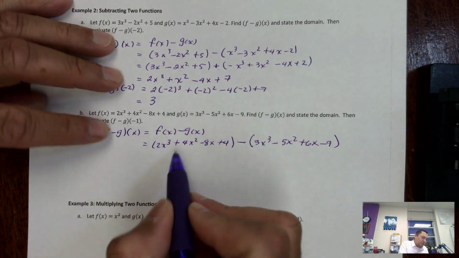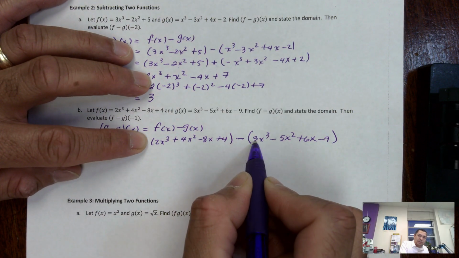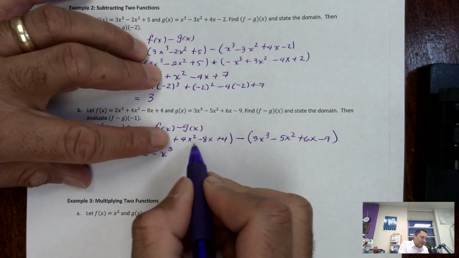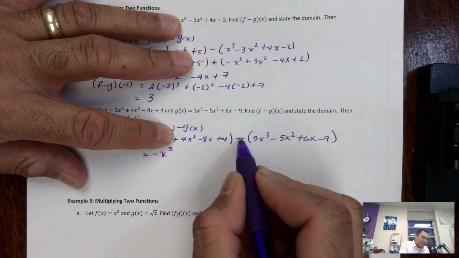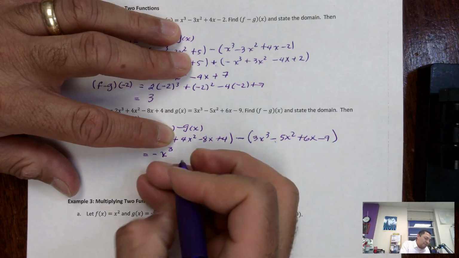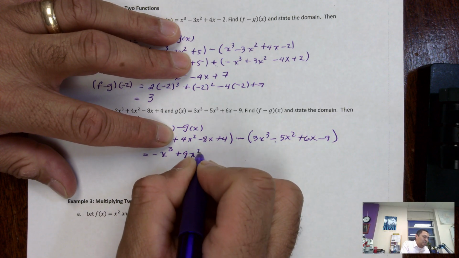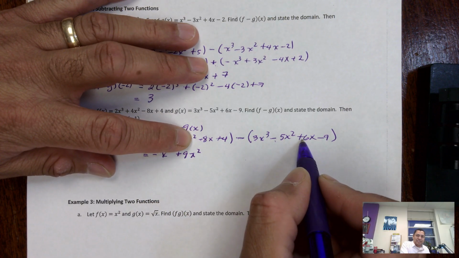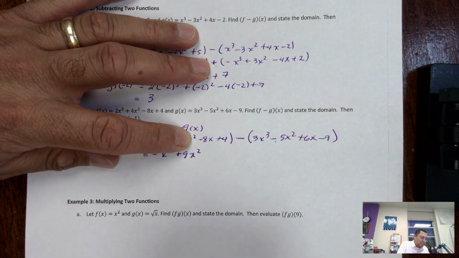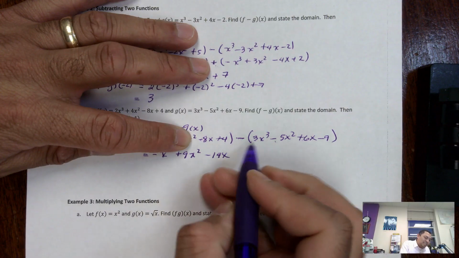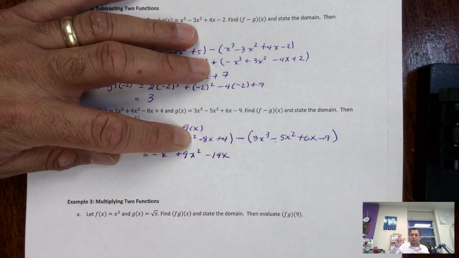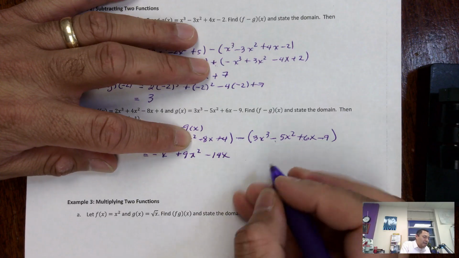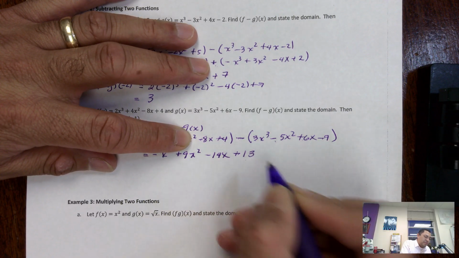I can just do 2 minus 3, which is equal to negative x cubed. Now for x squared, do I have another one? Yes, negative and negative is positive, 4 plus 5 is plus 9x squared. Now 8x, negative 8 minus 6. So it's an addition of two negative numbers, which is equal to negative 14x, and 4 minus negative 9. So I'm doing a double negative. Negative and negative is positive. 4 plus 9 is equal to positive 13.